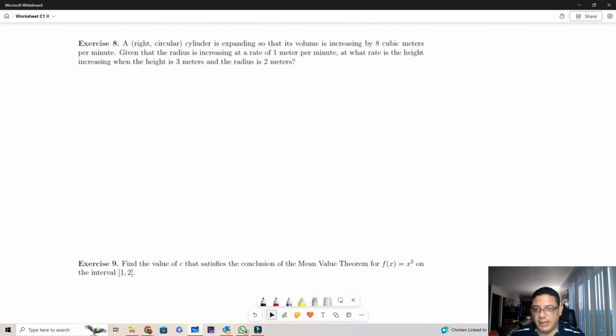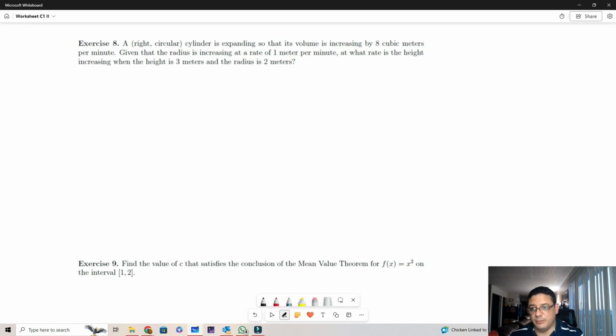Now for question 8, we have a right circular cylinder that is expanding so that the volume is increasing by 8 cubic meters per minute. And we have that, given that the radius is increasing at a rate of 1 meter per minute, we want to know at what rate the height is increasing when the height is 3 meters and the radius is 2 meters.